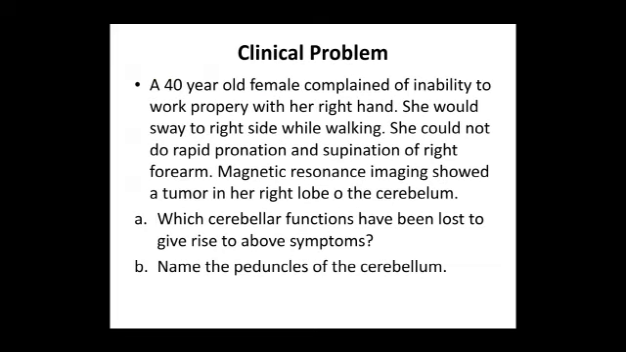So coming to the clinical problem, a 40-year-old female complained of inability to work properly with her right hand. She would sway on the right side while walking. She could not do rapid pronation and supination on the right forearm. Magnetic resonance imaging showed a tumor on the right lobe of the cerebellum. Which cerebellar functions have been lost to give rise to the above symptoms? Name the peduncles of the cerebellum.